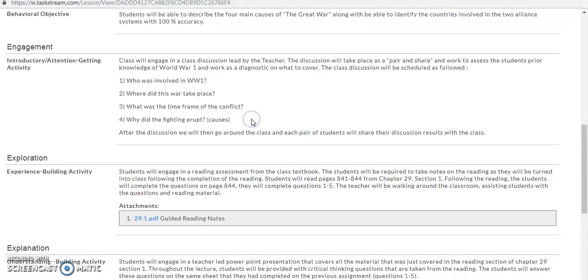And I'm not going to teach them anything else prior to this. I just want to see what they know. So they're going to have a partner. They're going to share with their partner what they think it is.